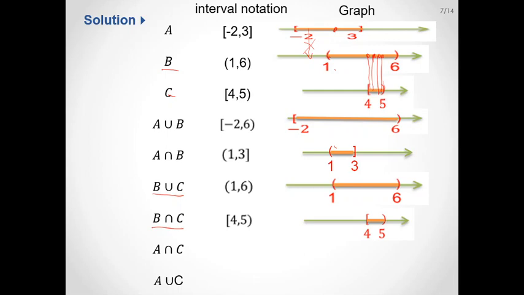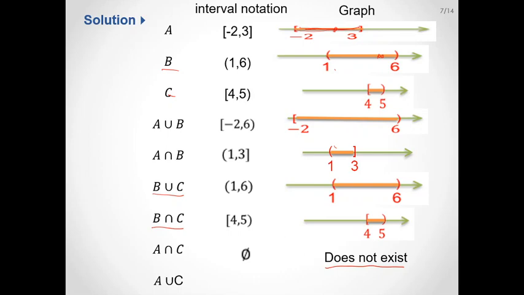And A intersection C. Okay, let's check A intersection C. Where is C? Now let's try to find the common elements here. When you look at here, there is no intersection between them. When you take the projection onto this real line, 3 comes here, and there is nothing common between them. There is no overlapping. So we say there is no intersection. It's the empty set.